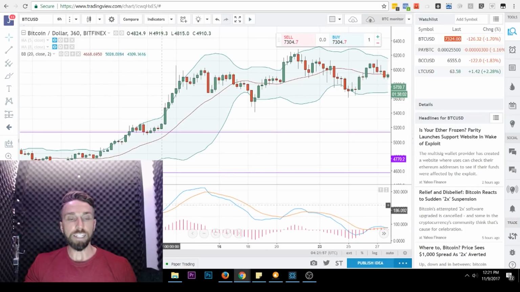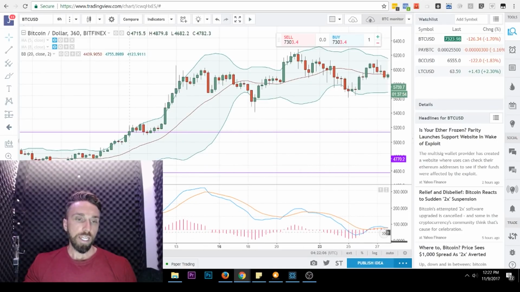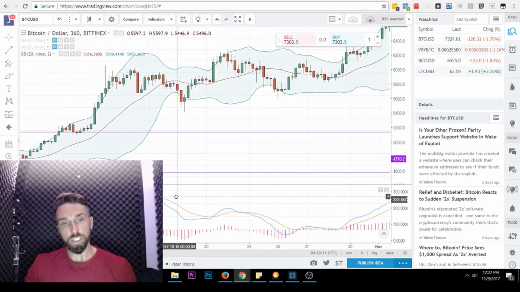The blue line is the 12 and 26-day correlation. The orange line, yeah, the signal itself. So that's the gap between the two. And then the pink is the histogram. So I was right. When the blue goes over the orange, we should see a change in the market.